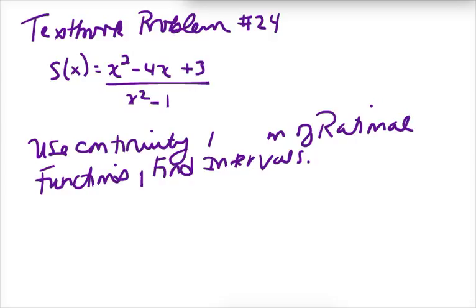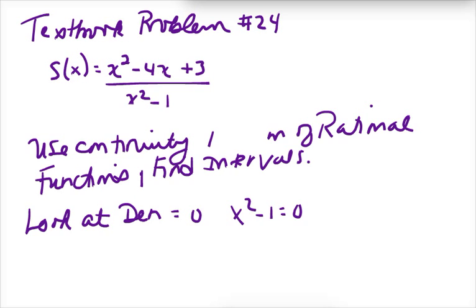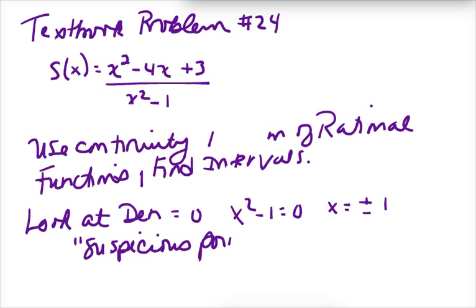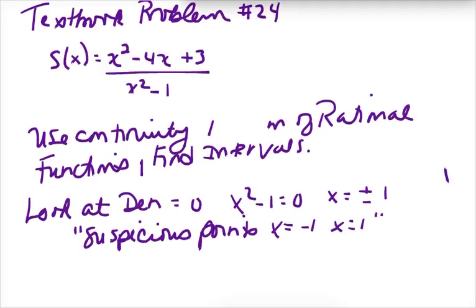So we have to look at the denominator. A lot of the preliminary work is the same. So we're going to look at the denominator and set it equal to 0. And your points of suspicion, and I'm going to call them that, your suspicious points are x equals -1 and x equals 1. Okay, so go through your continuity checklist, and this is where we had some problems.